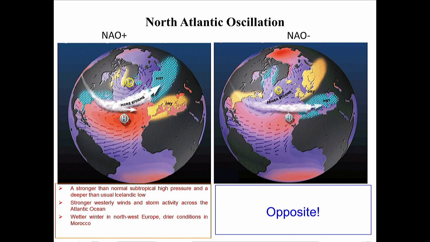As I mentioned before, we are strongly influenced by the North Atlantic Oscillation. In the positive phase, a stronger than normal subtropical high pressure and a deeper than usual Icelandic low have the impact of stronger westerly winds and storm activity across the Atlantic Ocean. And we have a wetter winter in Northern Europe, but drier conditions in Morocco. If we are lucky, because we need rain in Morocco for agriculture, the negative NAO is well correlated with wet conditions in Morocco.